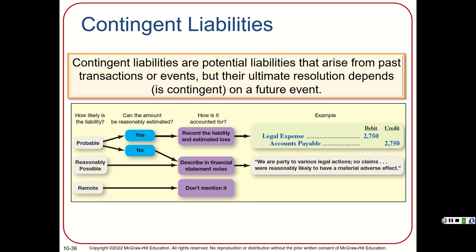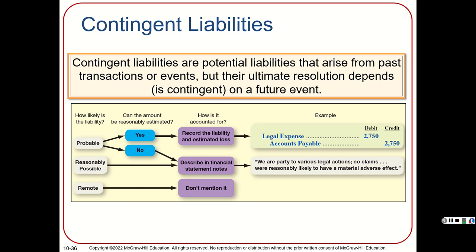It depends on how probable the future event is to determine how it gets recorded. So there's 3 different types. How likely is it? Is it probable it's going to get paid? Is it reasonably possible it could get paid? Or is it a remote thing that it's probably not even going to happen? Okay, so these are the 3 different circumstances. Can the amount be reasonably estimated?